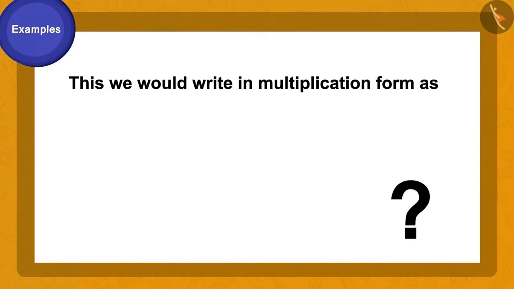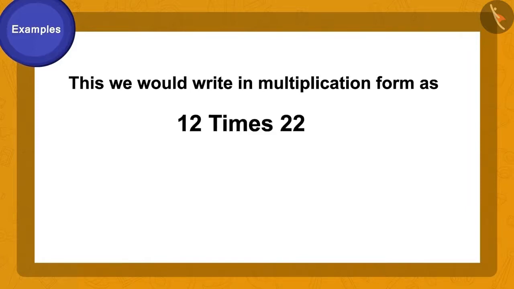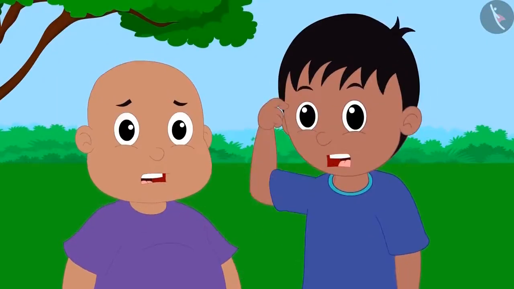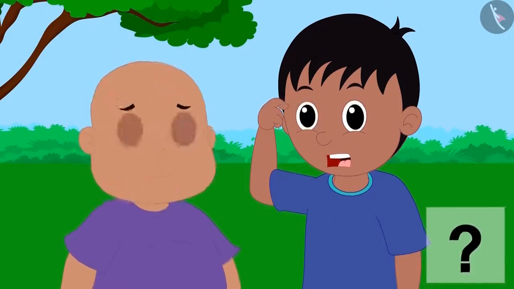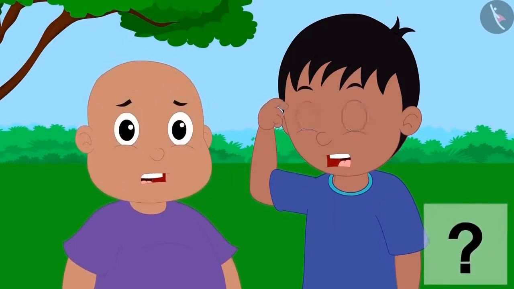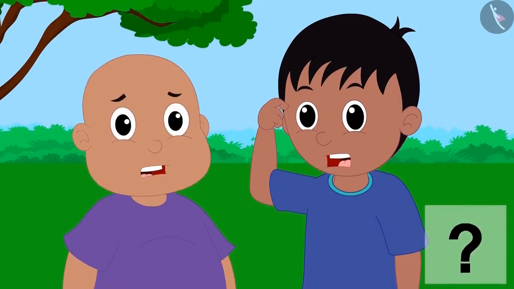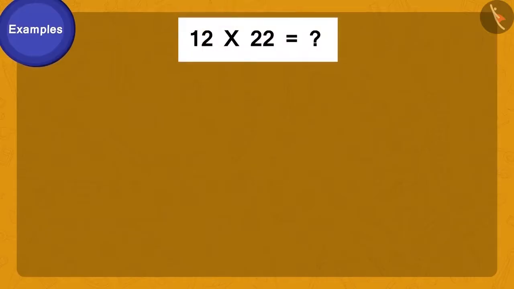How do we write this in the form of multiplication? 12 times 22. But we have only learned to multiply a two-digit number with a single-digit number. How do we calculate this now? Come, let us learn to multiply two two-digit numbers.